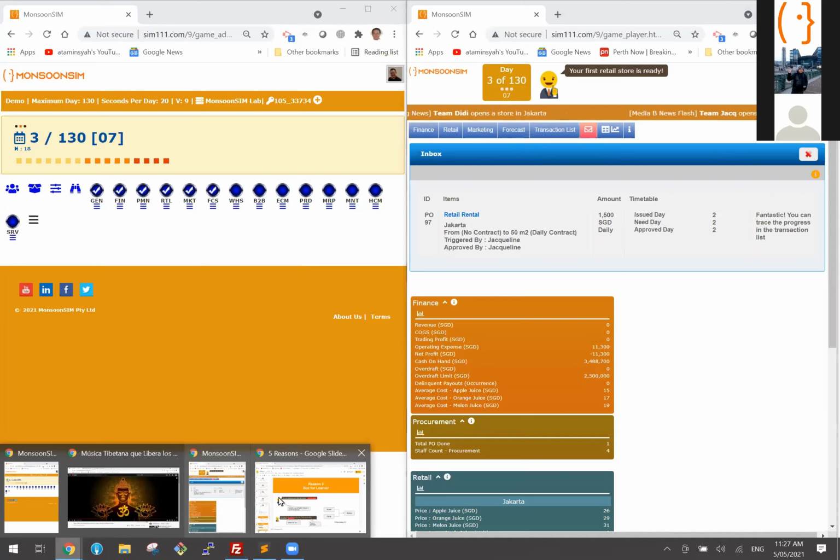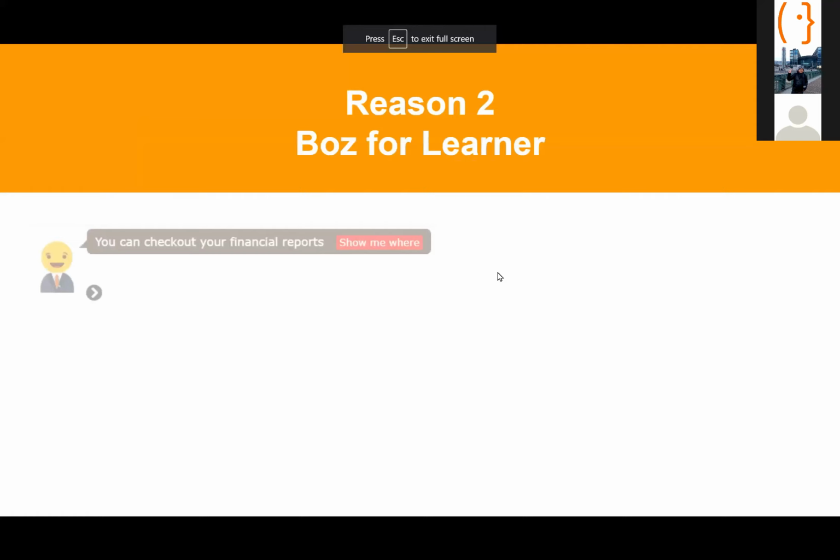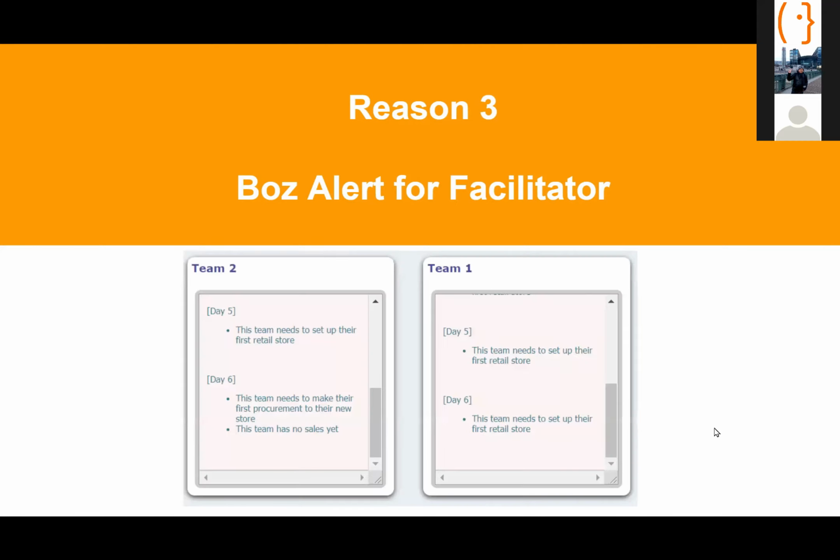All right, back to my presentation earlier. You have seen this, and you have understood this, like rule-based AI. Now I'm going to go to the next reason, which is the boss for teacher. Not only will the boss give the students hands-on advice, real-time, individually, the boss will also give you alerts, and the alert will look like this. For example, day 5, this team needs to set up their store. This team forgot to do this. This team has done this, but forgot to do this. These are also live updates.